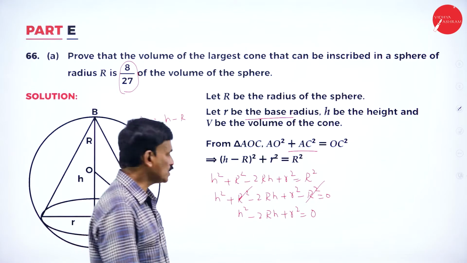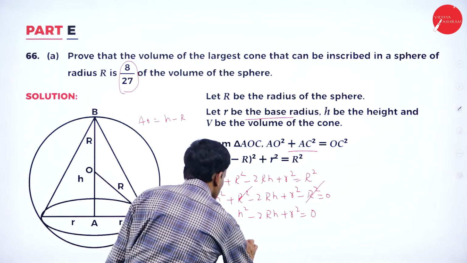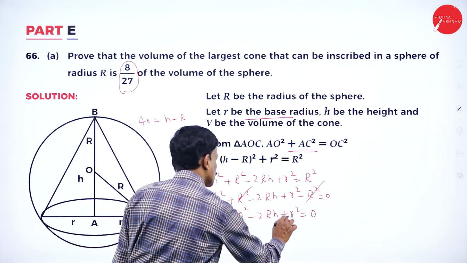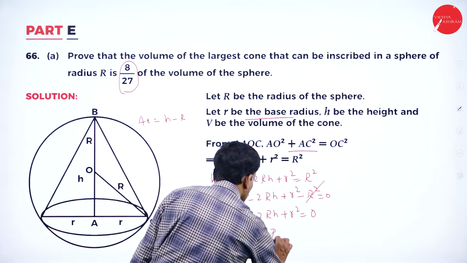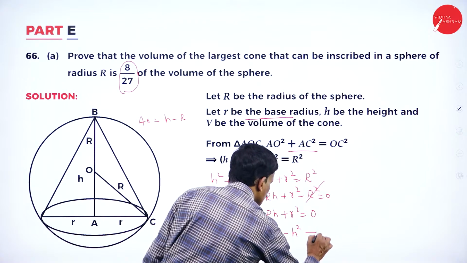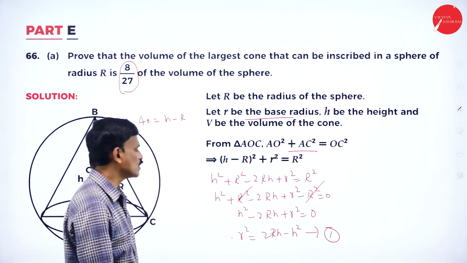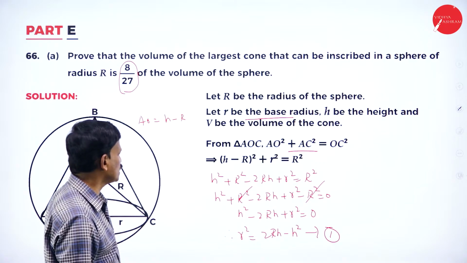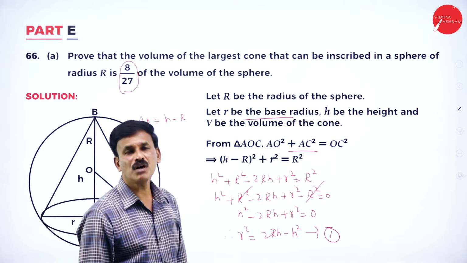Right. Now, therefore, r square is equal to, transfer this, minus 2Rh becomes plus 2Rh minus h square. Let us represent this as equation number 1. r square is equal to 2Rh minus h square. Now, we know the volume of the cone.